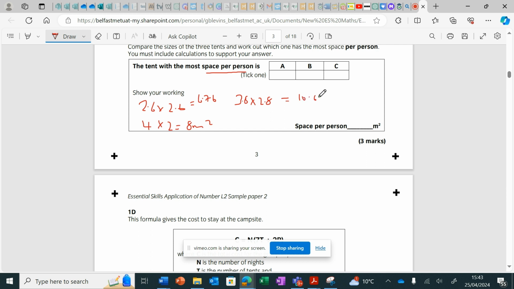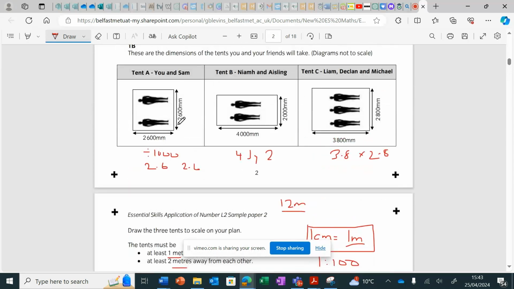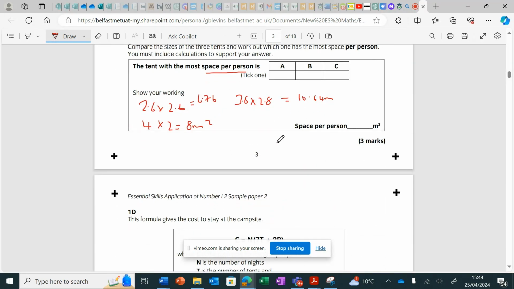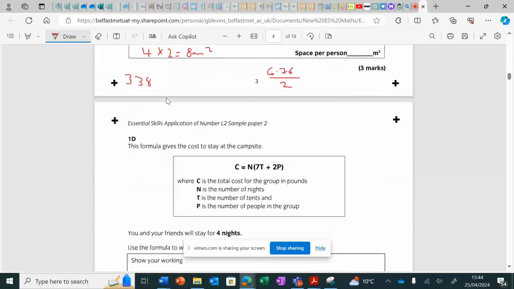Now, a lot of people would probably jump here and put the biggest one as this one, but it says space per person, and there's people inside the tents. There they are there. So I've got to work out the space per each person. To me, that means divide. So I take 6.76 and divide it by 2. Divided by 2 gives me 3.38. For that one, well, there's 8 meters in this tent. There's only 2 people, so that's 4 meters each.